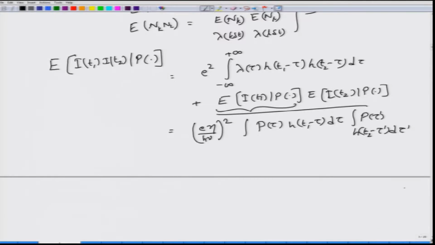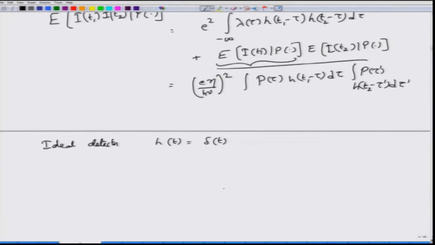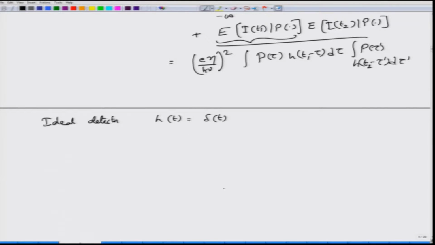Now, let us consider an ideal impulse detector. In this ideal detector scenario, I have the pulse to be just an impulse function. So, the pulse shape that a current or an electron generates is given by the impulse function delta t, for which the integrals can now be simplified.